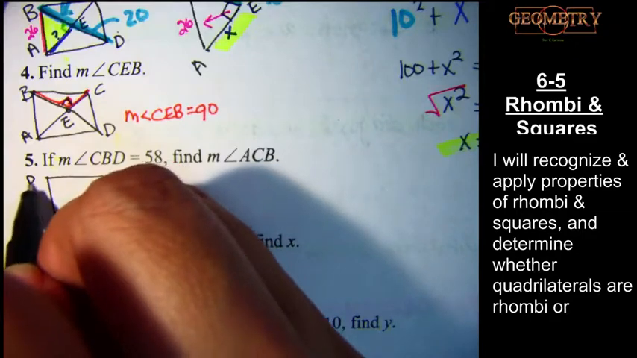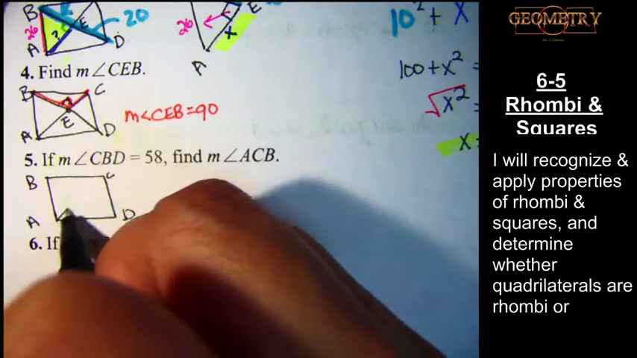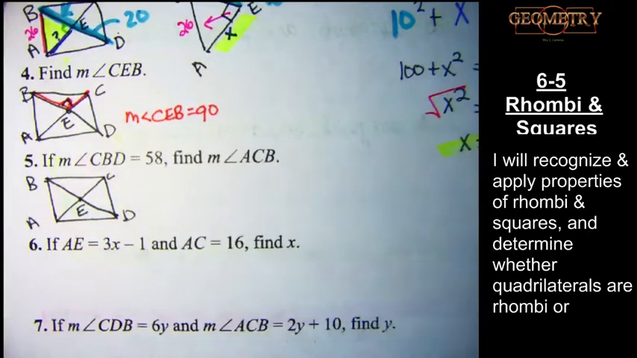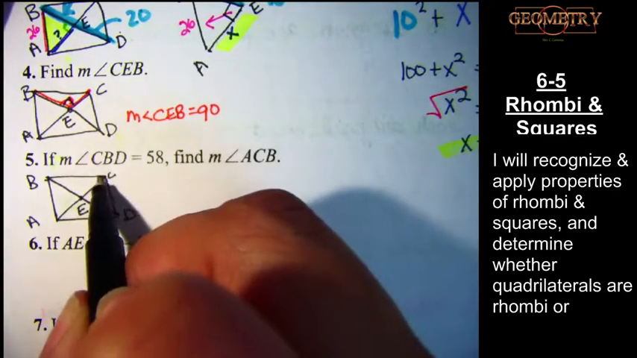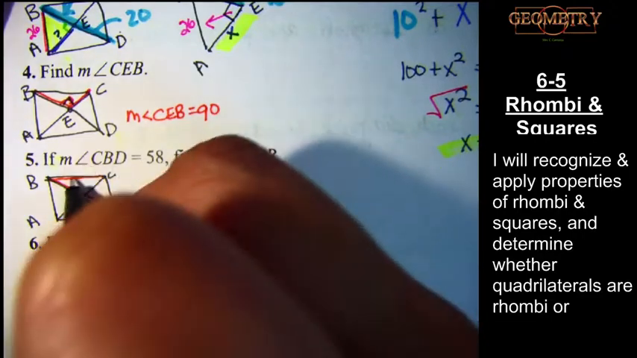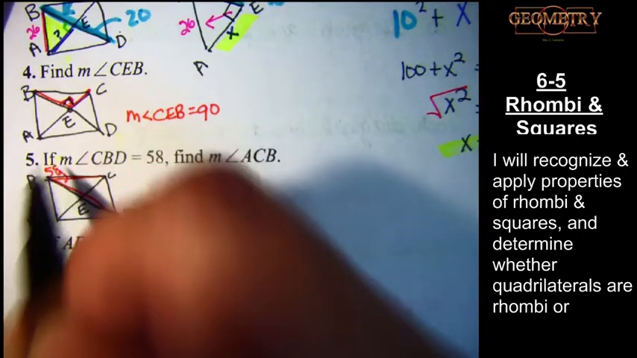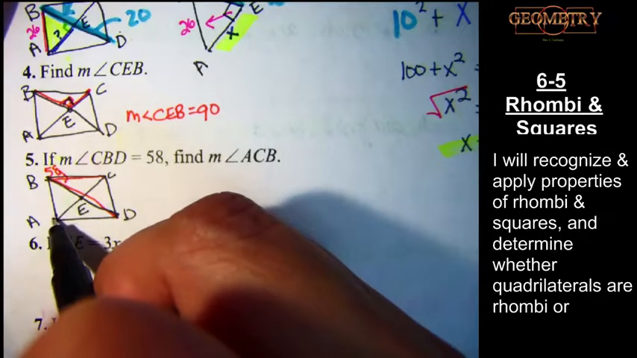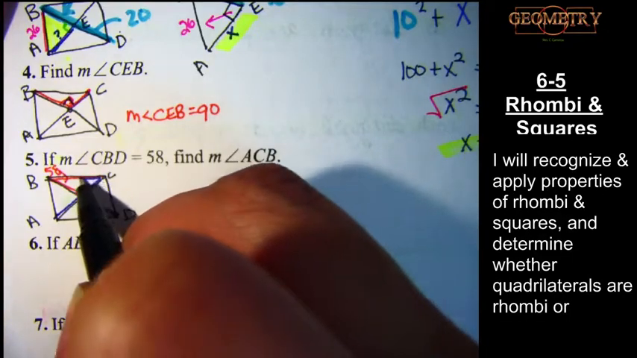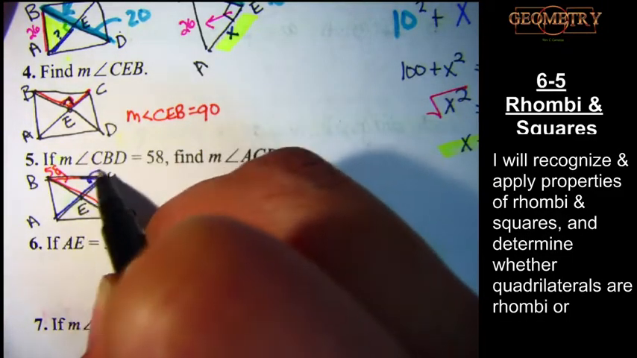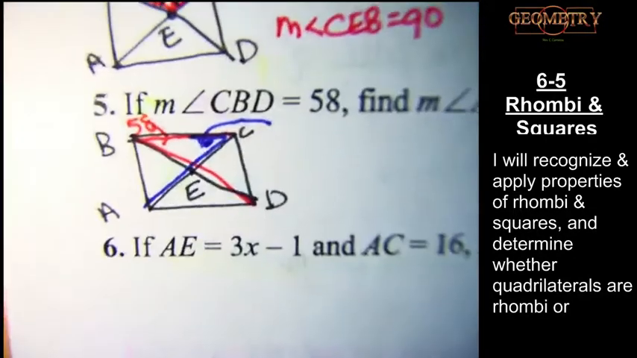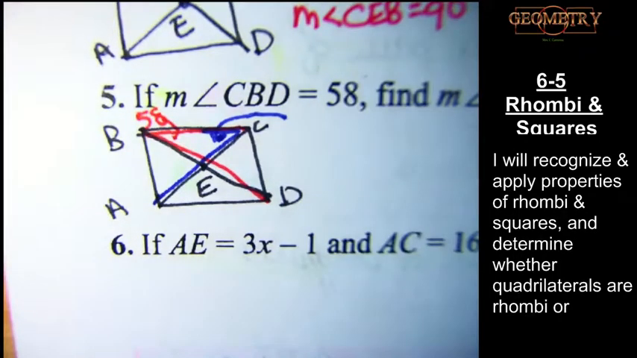All right, A, B, C, D. I'm redrawing my rhombus every time, and it's getting messier each time I do it. If the measure of angle CBD, this one right here, equals 58, find the measure of ACB, this one right here. Okay, I'm going to zoom in on my diagram a little bit. Do you see it?